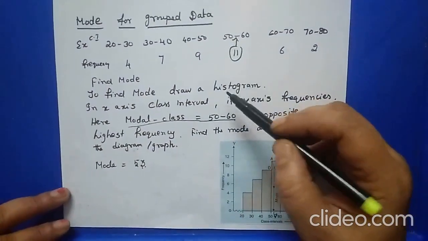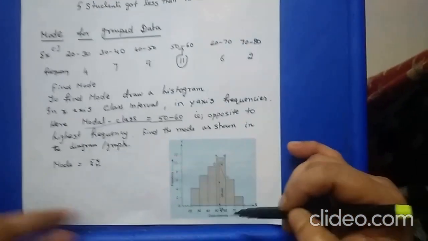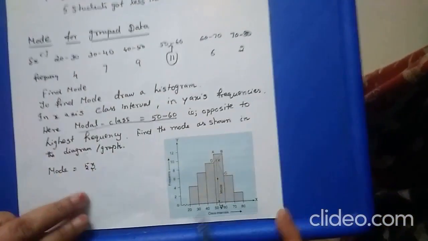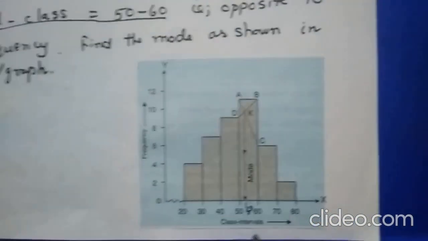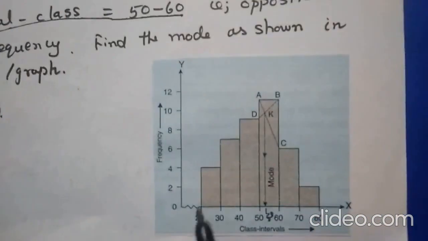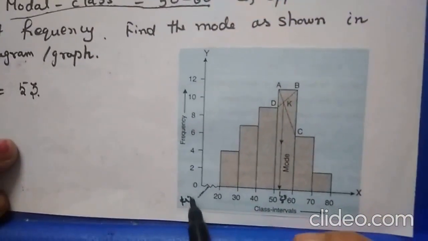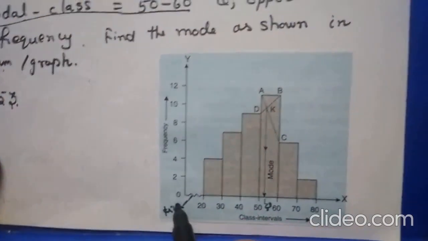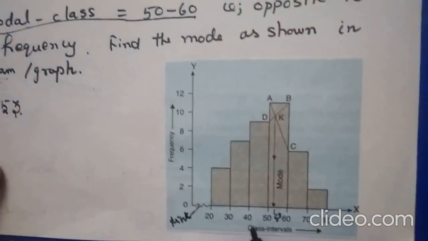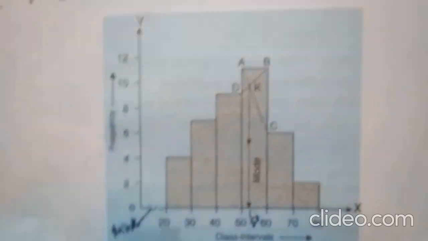Now for mode you have to draw a histogram. For median you have to draw the ogive. For mode you have to construct a histogram. You all know how to construct a histogram. On your x-axis, the class interval. On the y-axis, only the frequency. Now 0 to 20, you draw the kink or break, then you start from 20, 30, 40, 50. These are the class intervals and these are the frequencies.